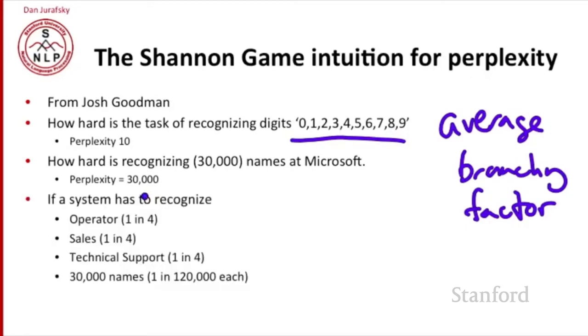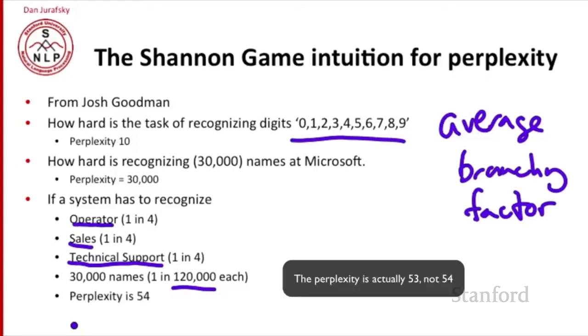But suppose a system has to recognize, let's say again, a switchboard phone operator. It has to recognize the word operator, which occurs a quarter of the time, the word sales, which occurs a quarter of the time, or the words technical support, which occurs a quarter of the time. And then, with 1 over 120,000 probability each, another 30,000 names occur. So now we have to take the weighted average of all these possibilities of what could occur to compute, on average, how likely is any one word to occur.